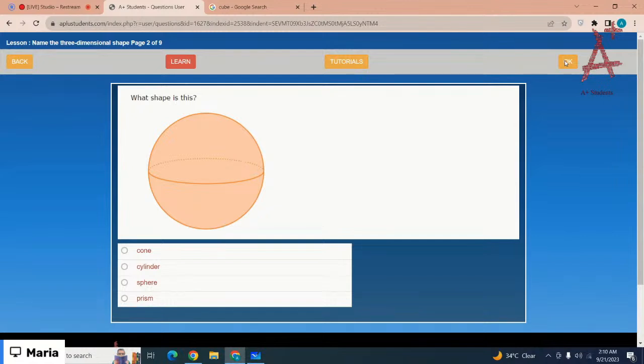Cone, cylinder, sphere, and prism. Which is the correct option? This is a sphere, right? The correct option is sphere. It looks like a ball, but when naming three-dimensional shapes, that would be a sphere. Very good.